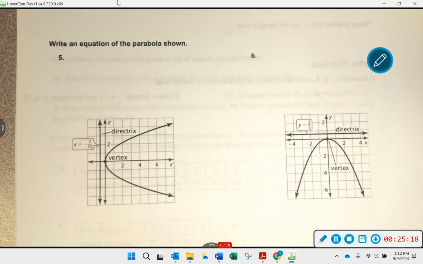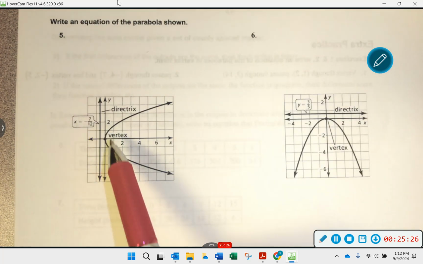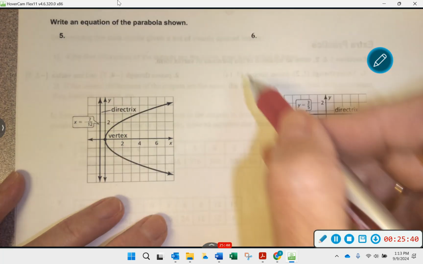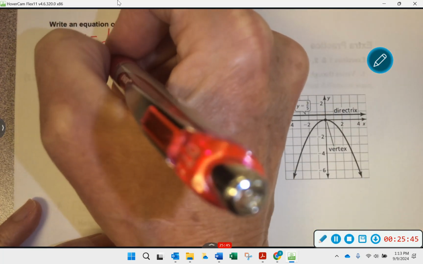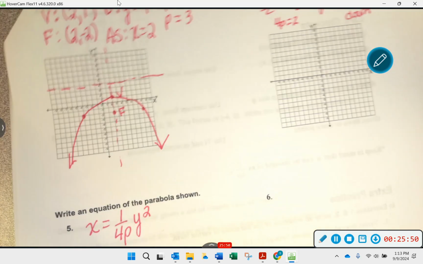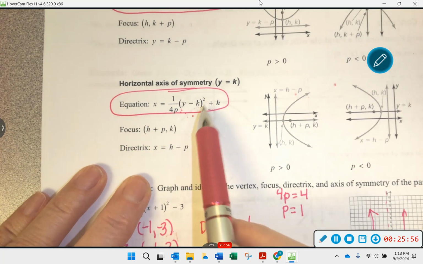All right, I wanted to come down here and take a look at number 5. All right, we have a fraction here. It's okay. We're not going to panic. Where's our vertex? It's at the origin. What's the equation we're going to use? Is it going to be y equals or x equals? So it's going to be x equals 1 over 4p y squared. The vertex is at 0, 0, so I don't have to worry about using this. If the vertex wasn't at 0, 0, I'd have to use that.